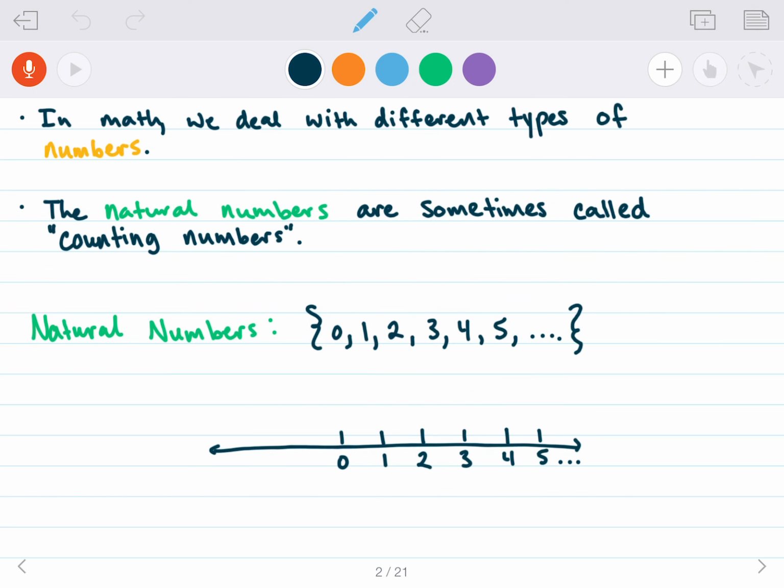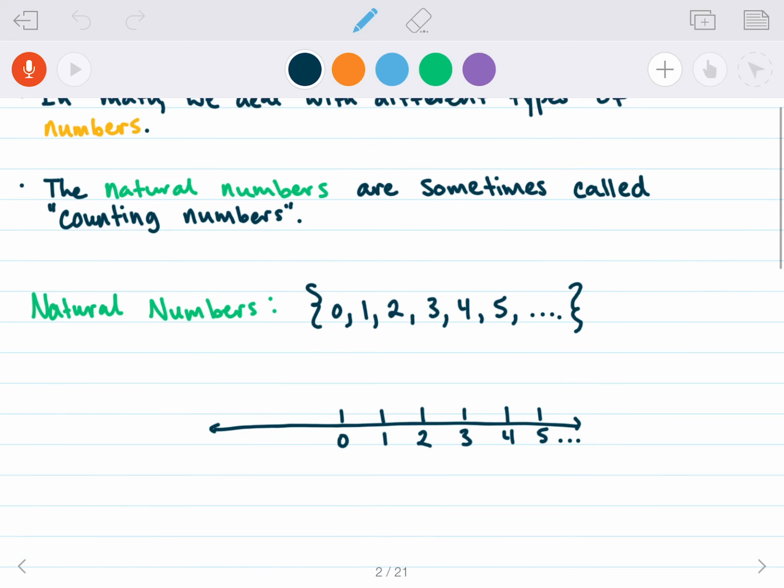Okay, so in math we deal with different types of numbers. The natural numbers are called the counting numbers, and basically the natural numbers are just 0, 1, 2, 3, 4, 5, 6, 7, 8, 9, 10, all the way, until you can't count anymore, but you can always count more. So there's an infinite number of natural numbers.